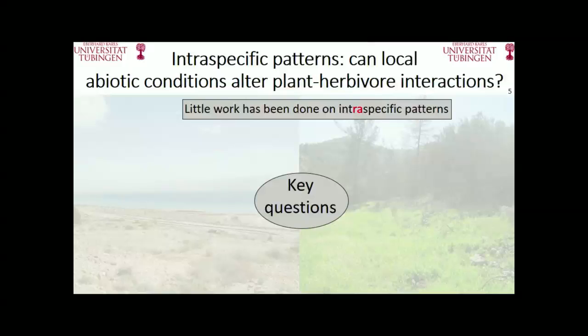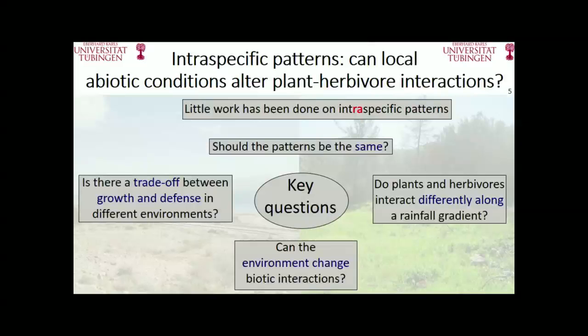And so whilst much work has shown that the resource allocation hypothesis does happen in interspecific studies, little work has been done on the intraspecific patterns. And this has led to the key questions of my experiment, which I'll just explain briefly now, starting at the top and moving clockwise. So the key question is, should the patterns be the same between interspecific and intraspecific?